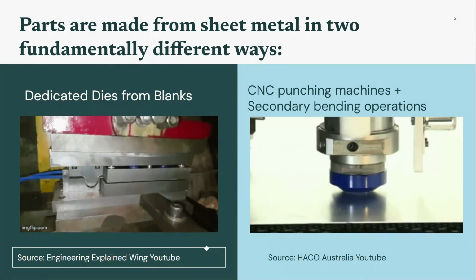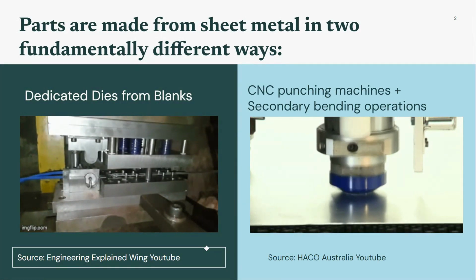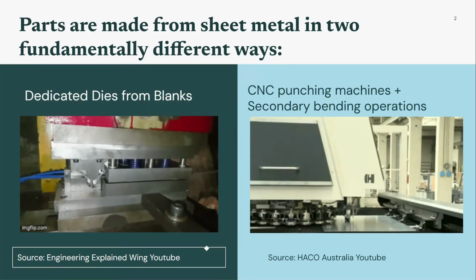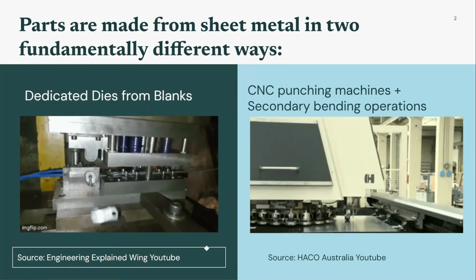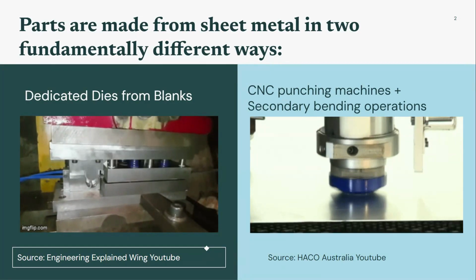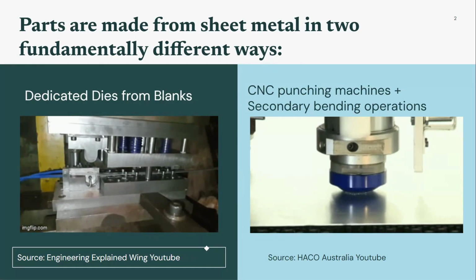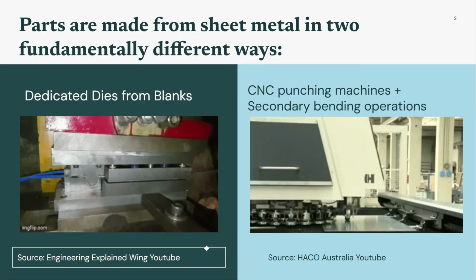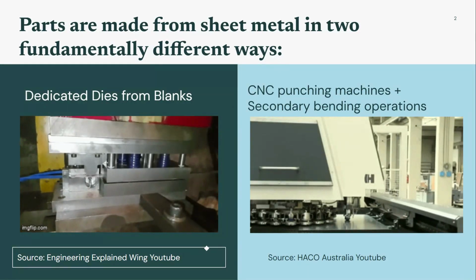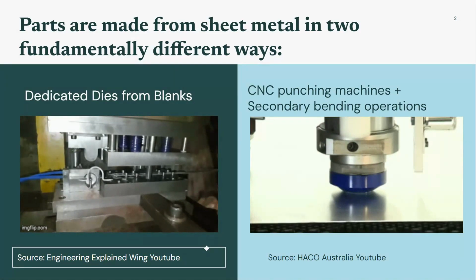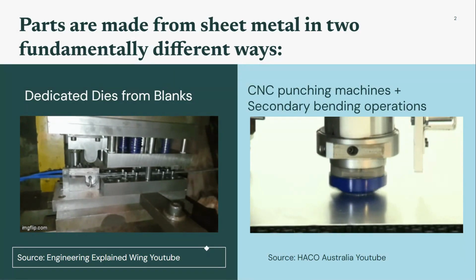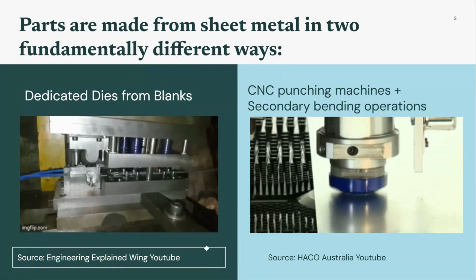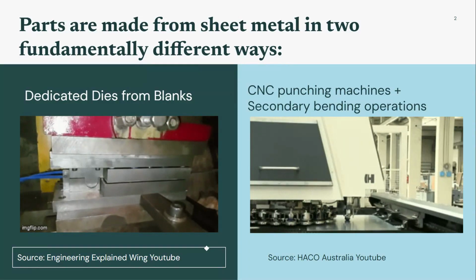So parts can be made from sheet metal in two fundamentally different ways. The first is with dedicated dies that form and punch out parts from blanks. In this GIF on the left, you can see an example of this, where a strip of blank sheet metal is being pushed through and the die is bending as well as cutting off the part, which is then ejected, and the next part can be pushed forward into place, and the process is repeated over and over.